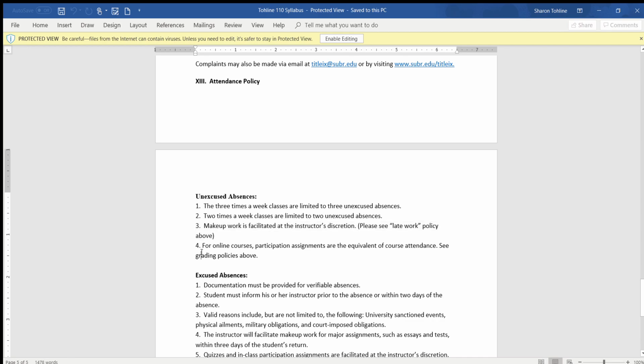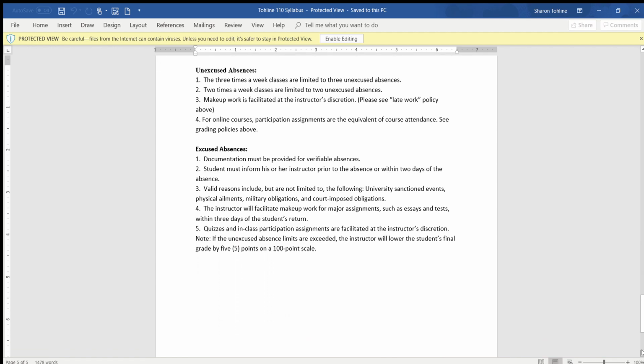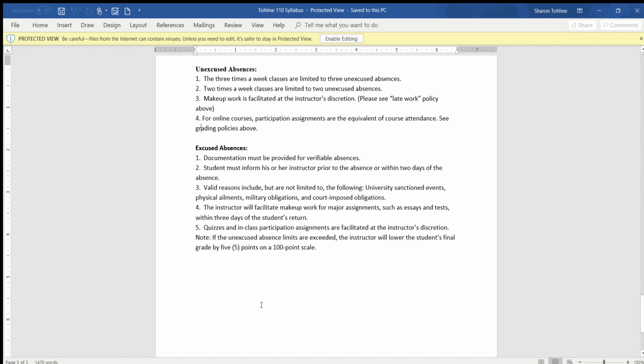Number 4, for online courses, specifically my course, participation assignments are the equivalent of course attendance. So see my grading policies above. What I think you're really going to want to notice is that there's a list here of examples of what might happen for excused absences, what excused absences mean. And this is where you can find what's going to happen if you're not turning in your participation assignments. So if you're not turning them in, here are some examples of excused absences. And then here is what happens if you have too many unexcused absences.